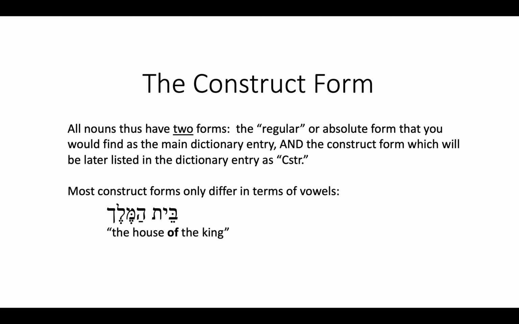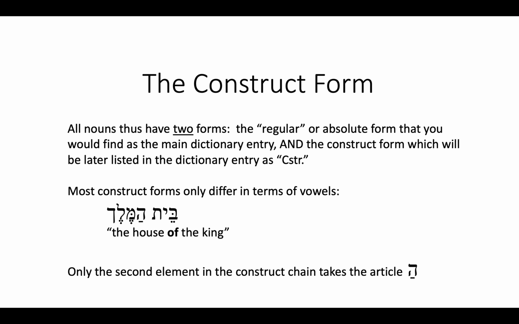Beit HaMelech is the house of the king. So house of the king. And the "of" always goes with the first word, and it's the first word in the series, or what is sometimes called a construct chain, that has this little vowel shift to it. And note that only the second element in the construct chain takes the article ha. So if you're going to add a ha, it's going to come on the second word, not the first word. And it's not ha-bayit ha-melech, it's beit ha-melech. So only the second word gets the ha.